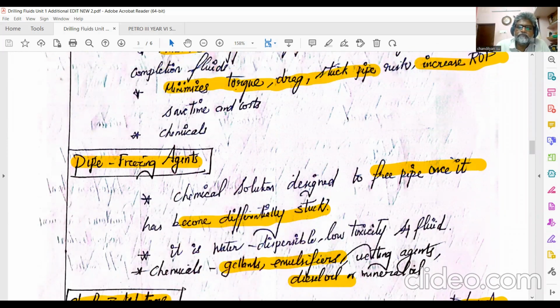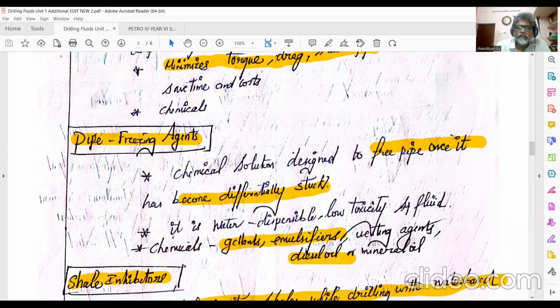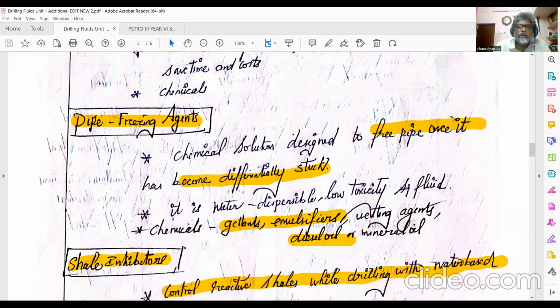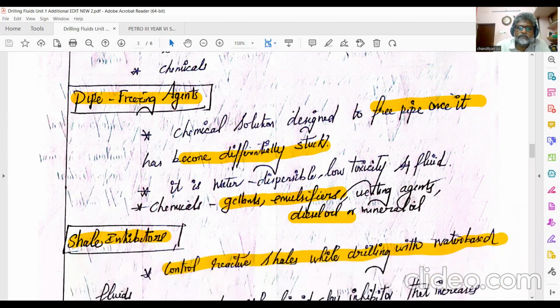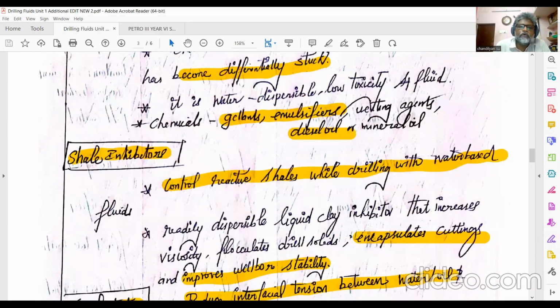When the drill pipe is stuck by differential pressure sticking, we have to use some gellants and diesel oils to free it. These are called pipe freezing agents. Shale inhibitor: what happens if the water-based fluid is reacting with the loose shale?